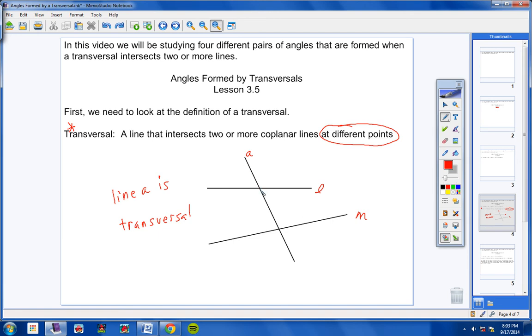So this transversal A intersects line L here. It intersects line M here. So A is a transversal because it intersects 2 or more lines at different points, okay? You really need to know what a transversal is, okay? If not, you're going to be confused later as to which line is a transversal and which line is not the transversal, okay? L is not a transversal because L is only intersecting one line. M is not a transversal because M is only intersecting one line. A transversal is a line that intersects 2 or more coplanar lines, okay?